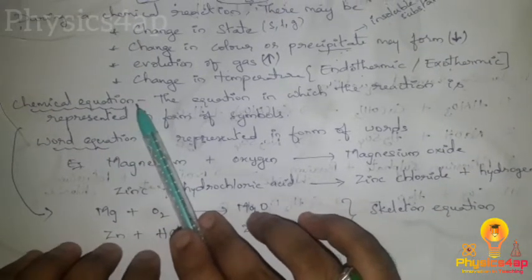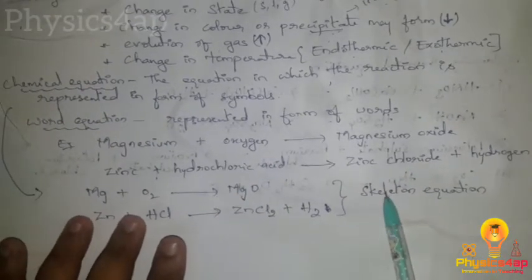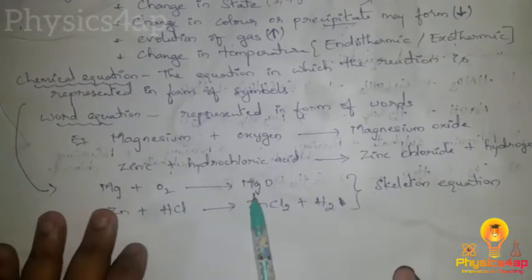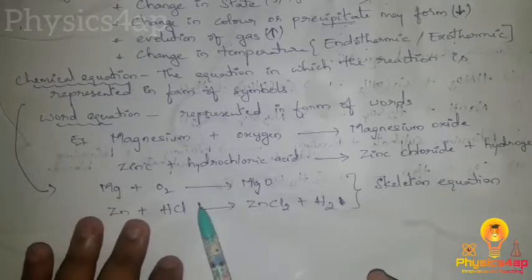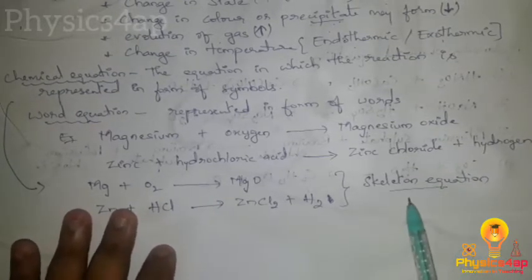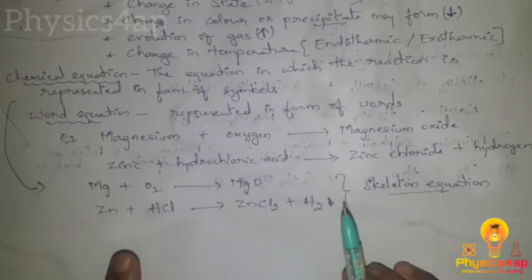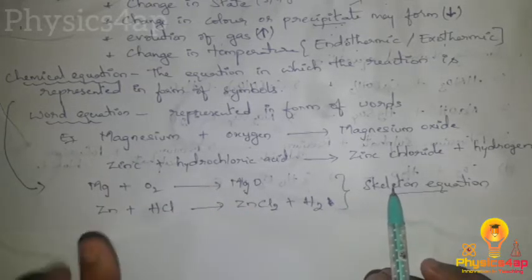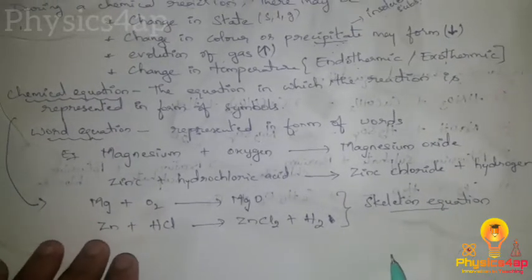In chemical equations, we have two types: a skeleton chemical equation and a balanced chemical equation. Here we have Mg plus O2 gives rise to MgO. Here the equation is not balanced, so it is called a skeleton equation. Why should we balance the chemical equation? Is it important to balance it? Why can't we directly write the skeleton equation? Balancing the chemical equation is very important, and why it is important will be seen now.